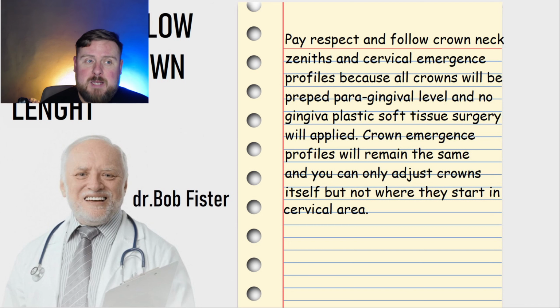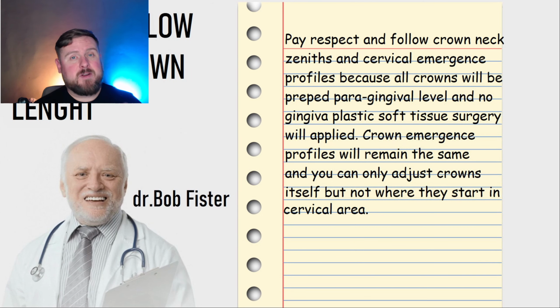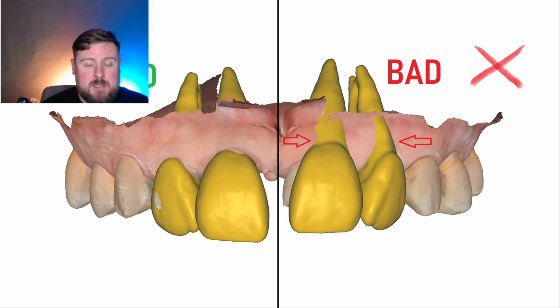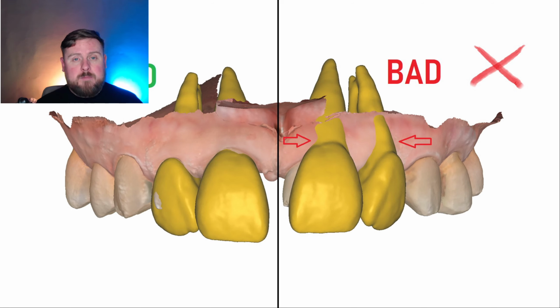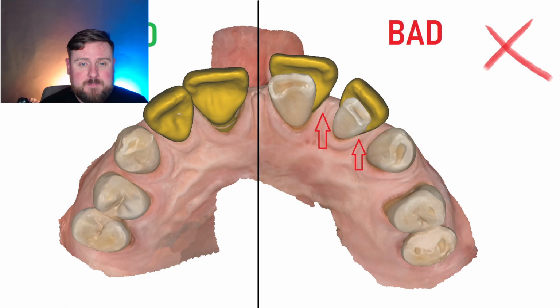Please pay respect to the zenith of the soft tissue and the cervical area. As you can see, you can play with the crown top part as you like, but next to the gingiva, please stay as it is in the scan, because there will be no plastic surgery to lengthen the crown. There is no such plan. So pay attention and do not violate that.